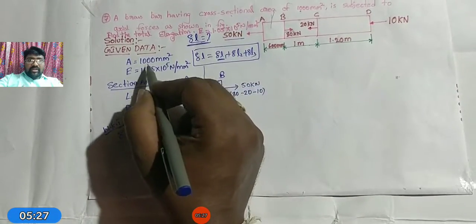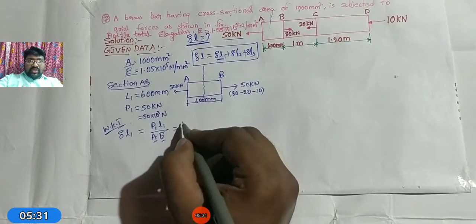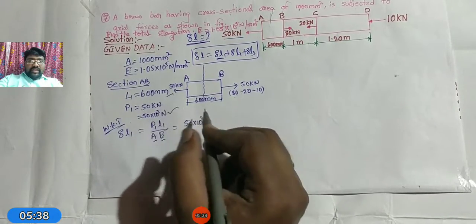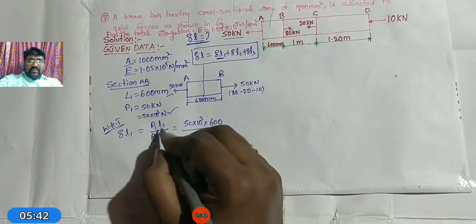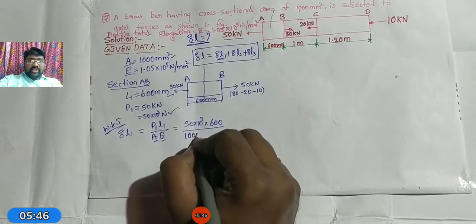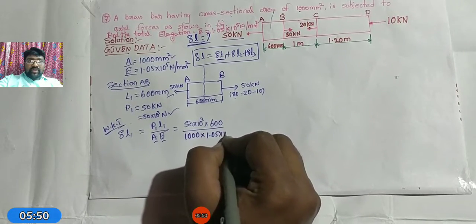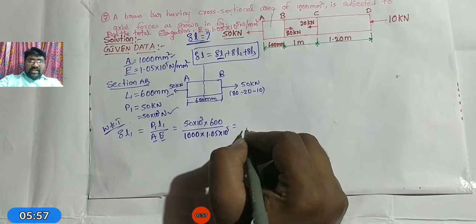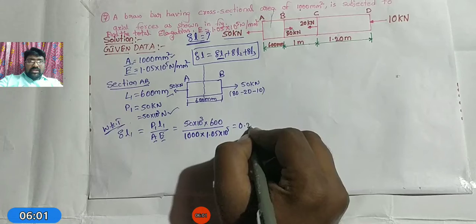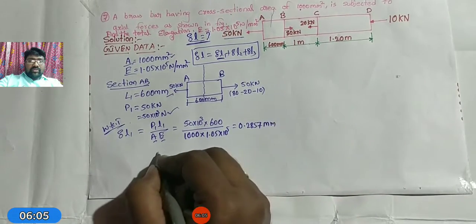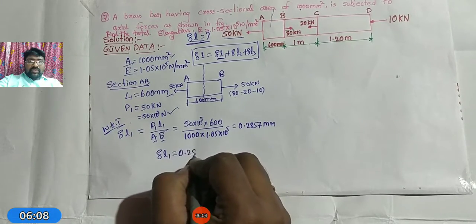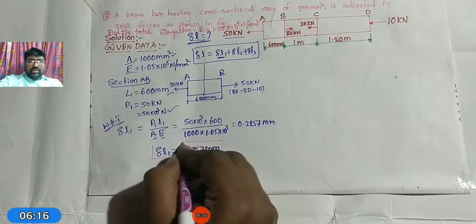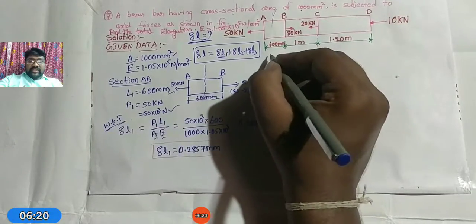Here A and E are common for every section. Substitute these values in this equation. P1 is 50 into 10 cube and L1 is 600. Next, the area value is 1000. Next, Young's modulus is 1.05 into 10 power 5 newton per millimeter square. By simplifying this equation, we get the change in length as 0.2857 millimeters. It is the change in length in section 1 due to the load of 50 kilonewtons. Similarly, calculate for section 2 and section 3.